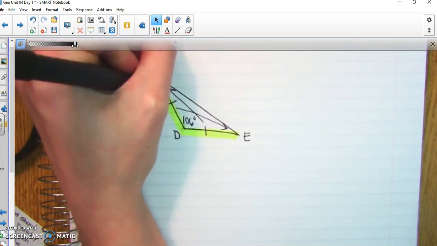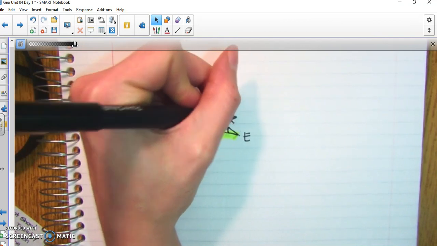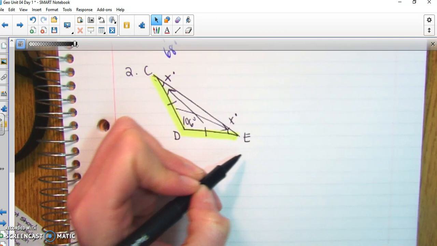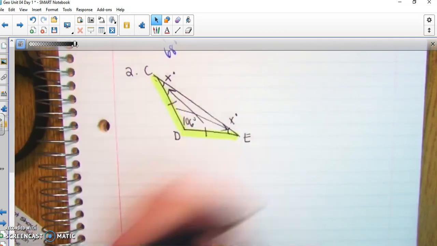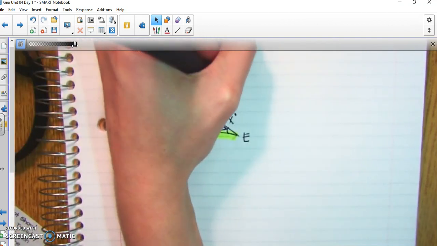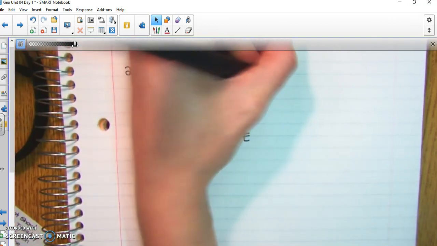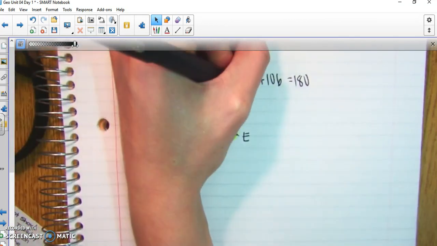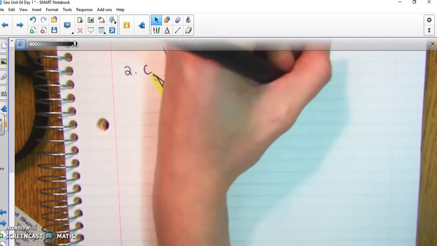So let's just call this X degrees right here. And then let's say that this right here is also X degrees, because if this is an isosceles triangle, the angles opposite of the congruent sides are also congruent. And right here we can set up an equation to solve for X. So we have X plus X plus 106 is equal to 180. Do a little bit of algebra. 2X plus 106 is equal to 180.